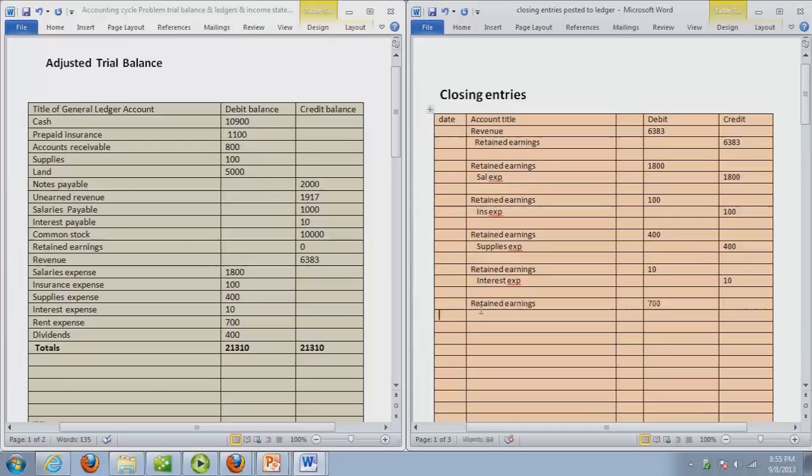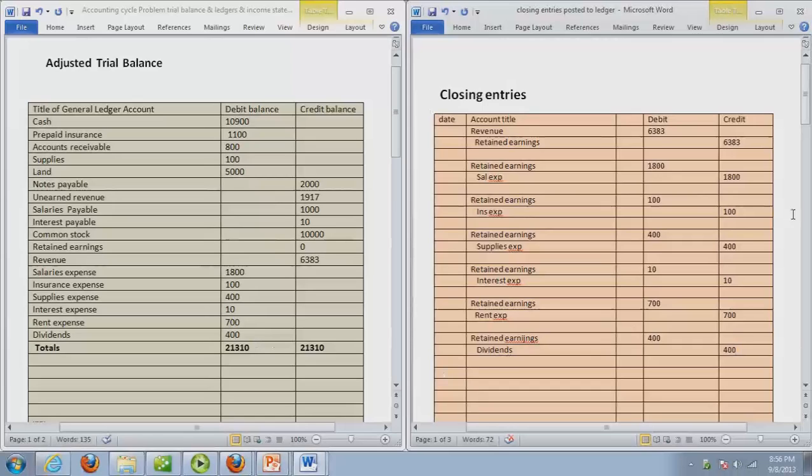So we're going to reduce retained earnings for that, credit rent expense, and then last but not least, we're going to close out the dividends. So we'll also reduce retained earnings. Don't worry about the typos. And there's the 400. So hopefully we've closed each individual expense account and the revenue account. So we got 1, 2, 3, 4, 5, 6, 7.